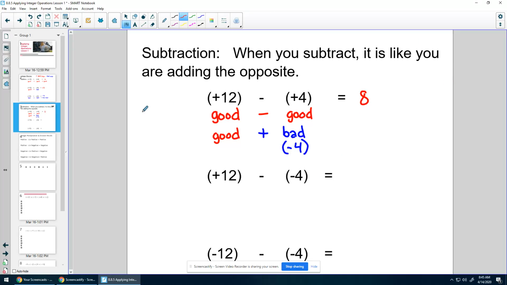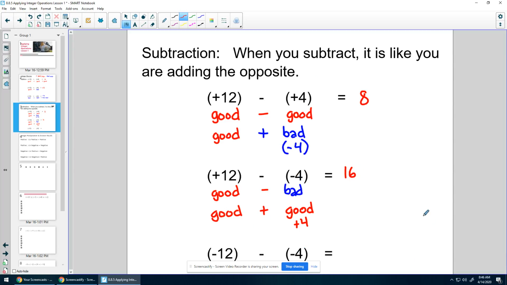Okay, next one. We have 12 good guys, and we're taking away bad guys. And remember, when we're subtracting, it's like we're adding the opposite. So this is like saying good plus the opposite, which is good. So that would be positive 4. So 12 plus 4 gives us 16.